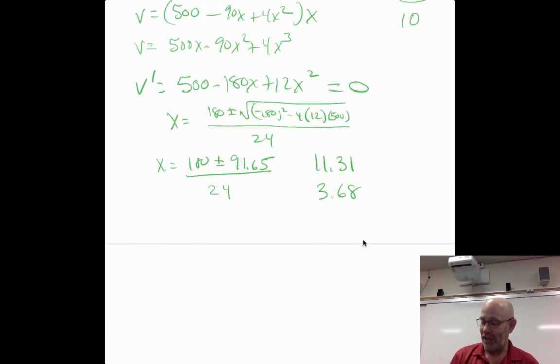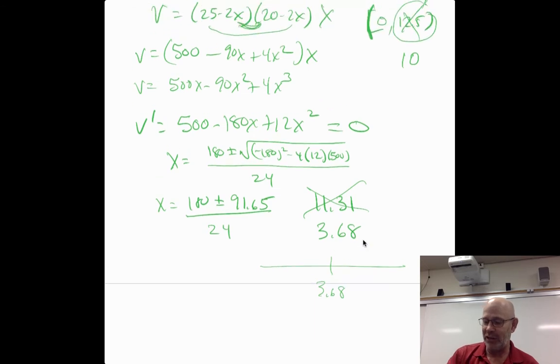So that's going to change this, because I think that answer is not going to be in my domain right now. So what I'm going to do is draw my little number line, throw in my little 3.68, and a number to the left of 3.68 into the derivative, which is probably best right here. So we put a number like 1 into that derivative.